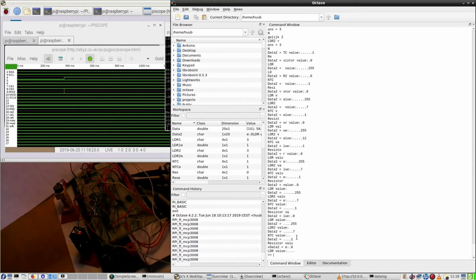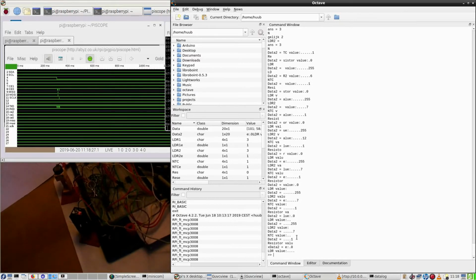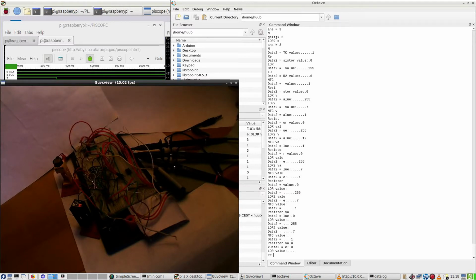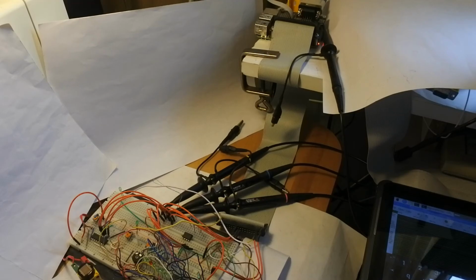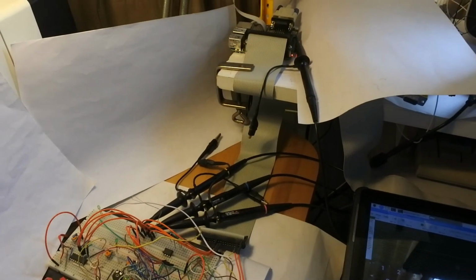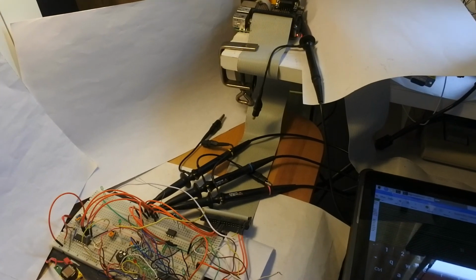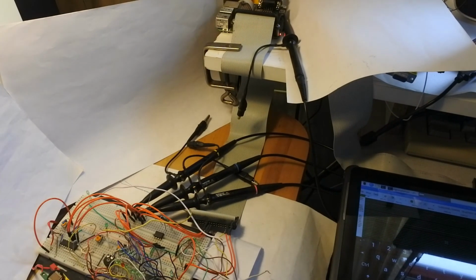And that is really it for now. So yeah, and that is it for now. So results are not completely what I expected, but at least I did fix some errors.